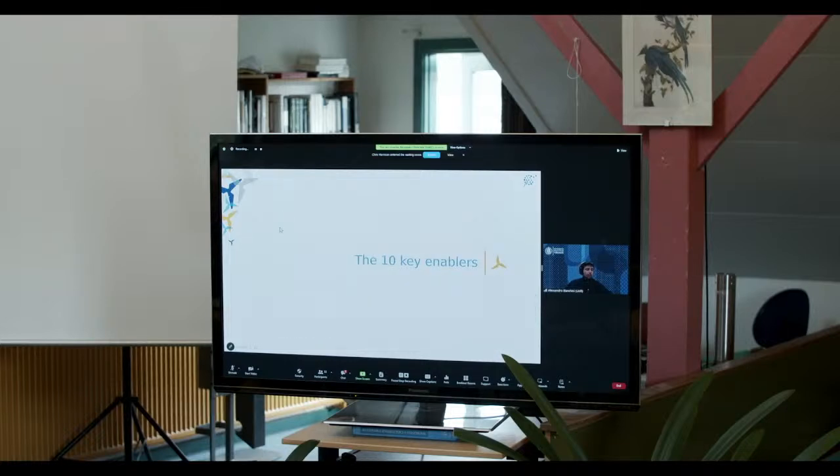To do that, the paper suggests 10 key enablers. So I'm running out of time, so I'll go quickly through them. But if you're curious, of course, in the paper, you will find many more details.